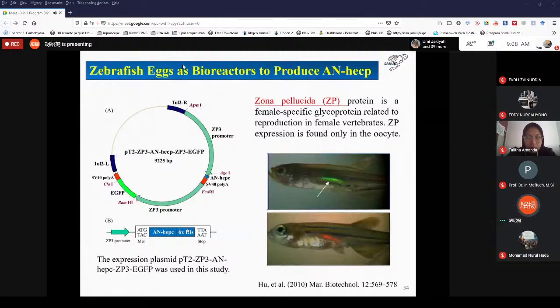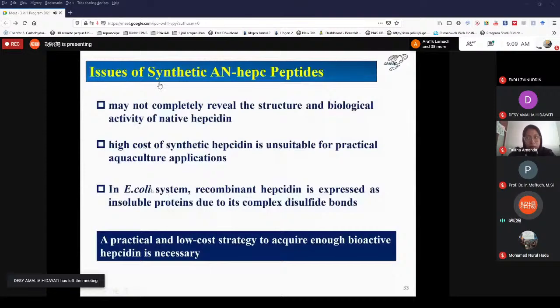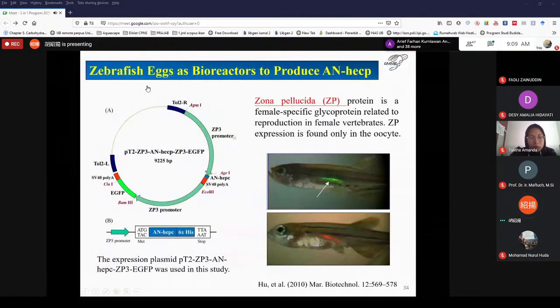We use another system to produce the hepcidin. We use the fish egg as a bioreactor to produce the hepcidin. I introduce transgenic fish. So far, it has already become an easy way to establish transgenic fish. Using the Tol2 system, with more than 50% success rate, you can get a transgenic fish. So in this case, we establish a recombinant plasmid.